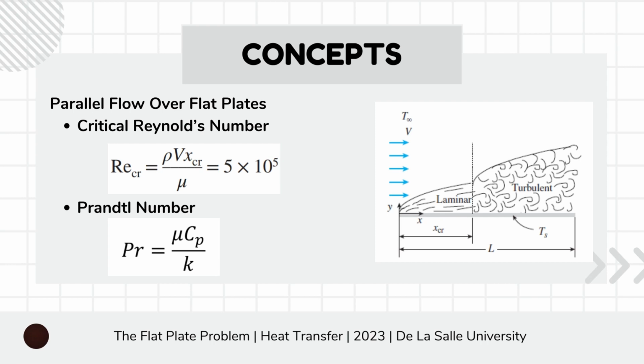And we also have another dimensionless number called the Prandtl number, which is the dynamic viscosity times the specific heat capacity, which is then divided by the thermal conductivity.